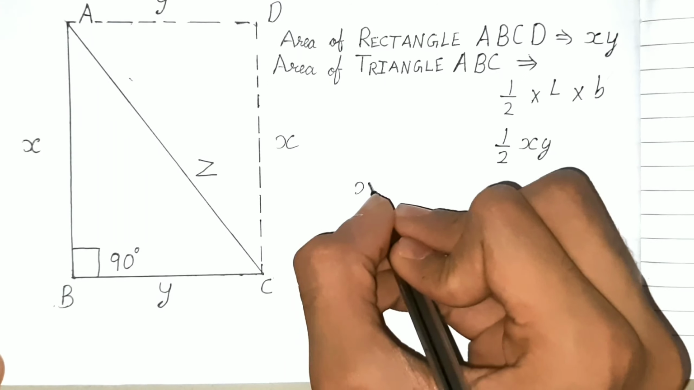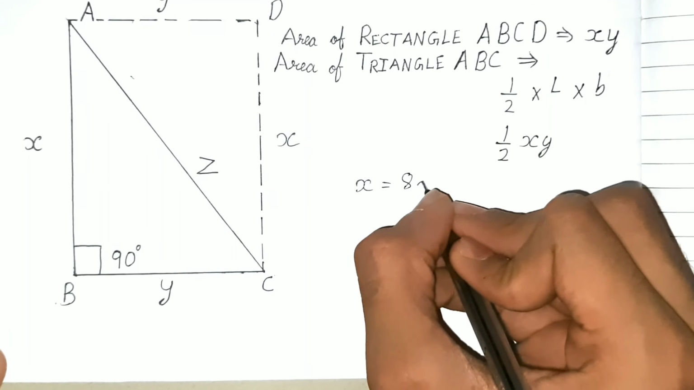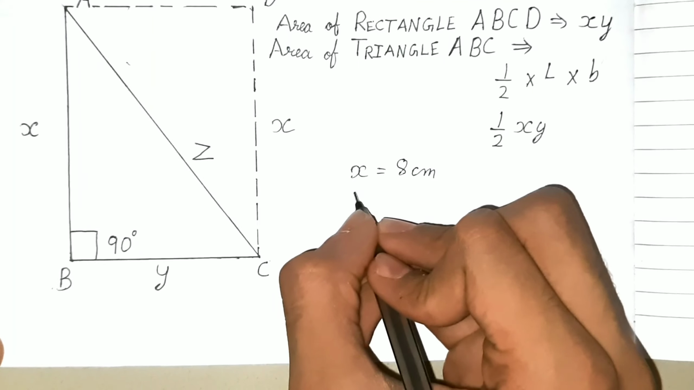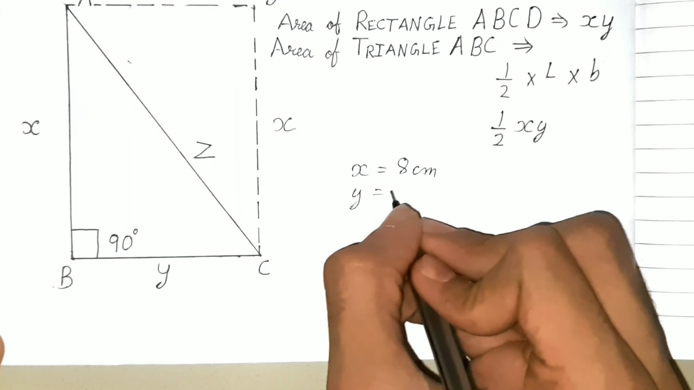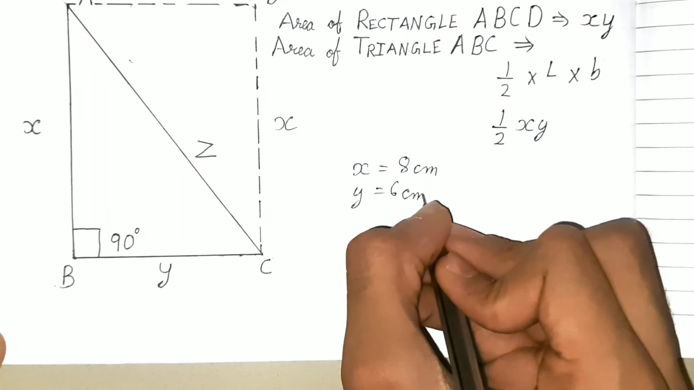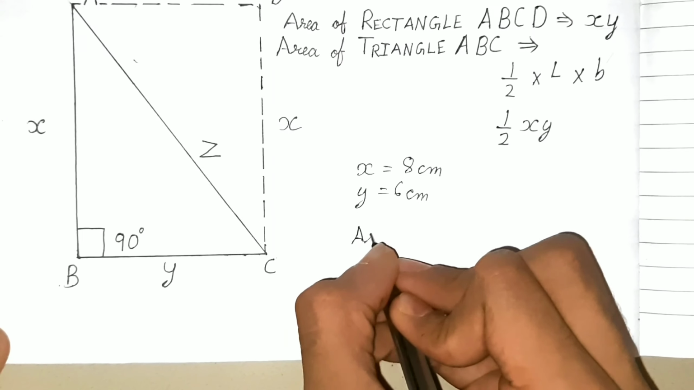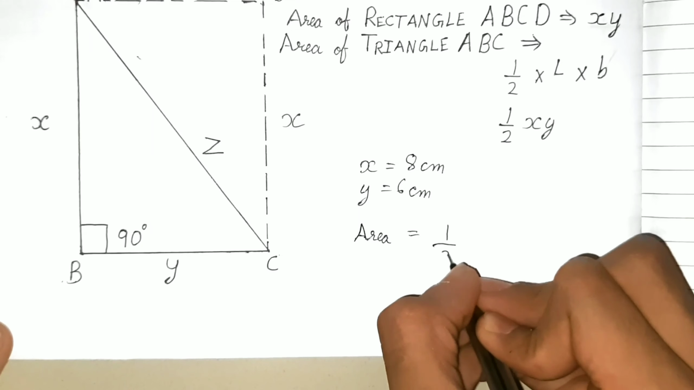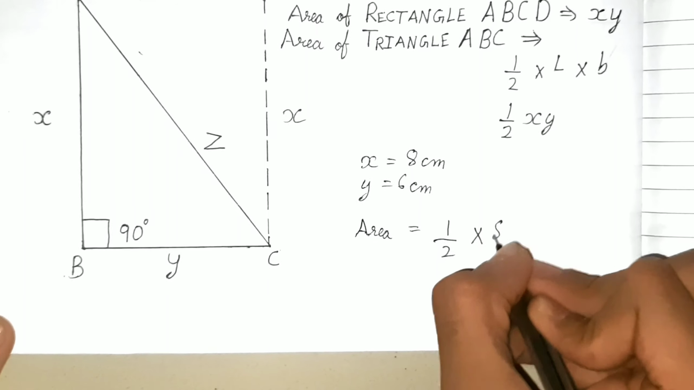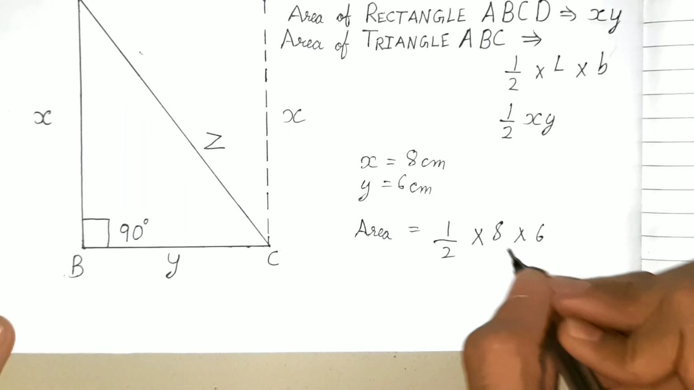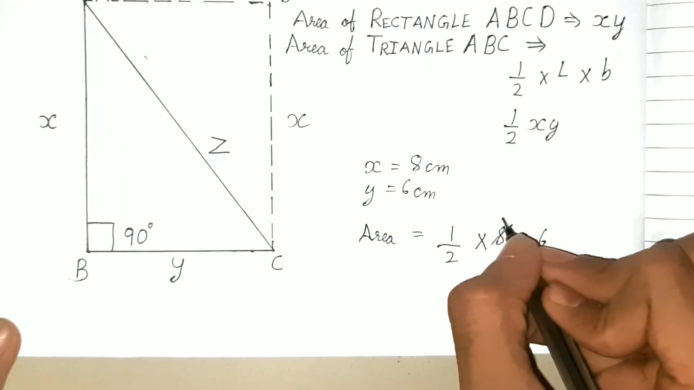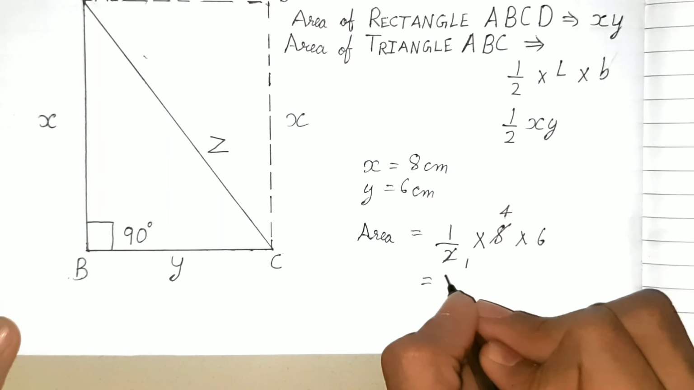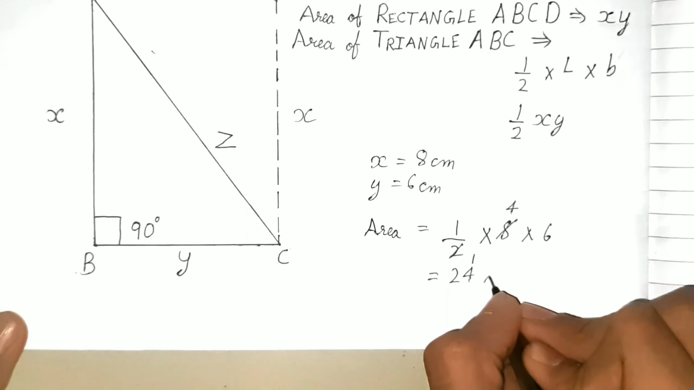Over here in this triangle I have taken X equals 8 centimeters and Y equals 6 centimeters. So the area of triangle ABC would be 1 by 2 into 8 into 6. So that is, 8 would get cancelled out with 2, so it would be 4, and we'll get 4 into 6, that is 24 centimeter square.